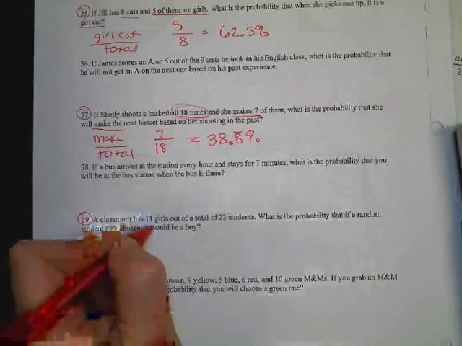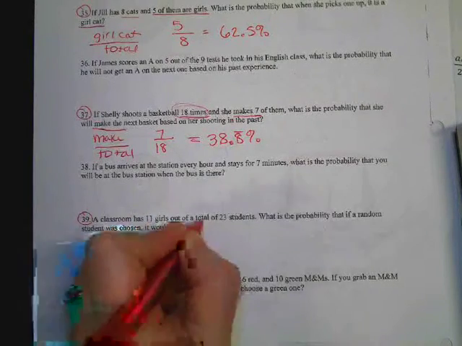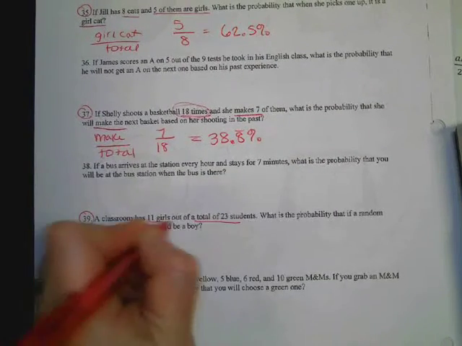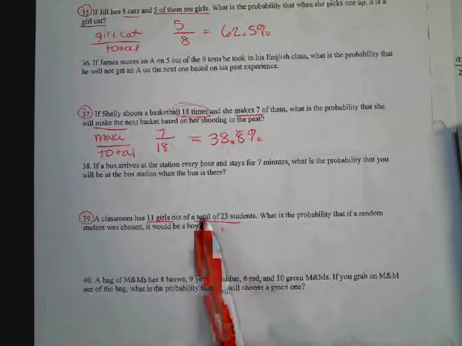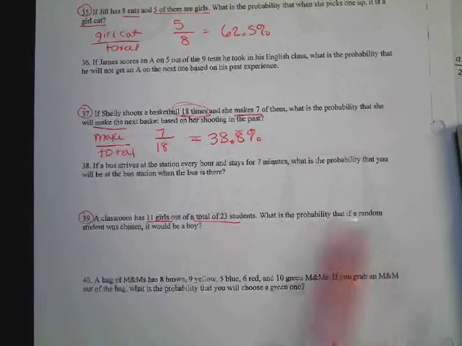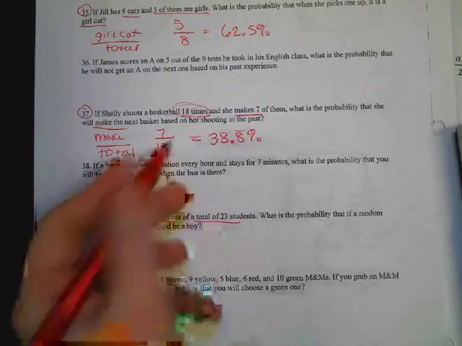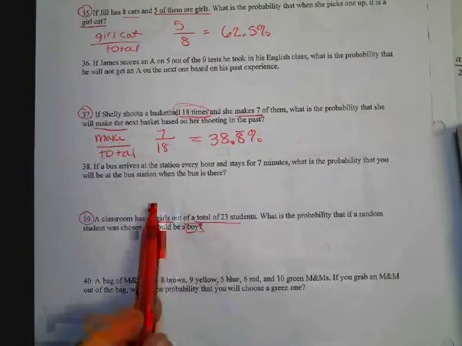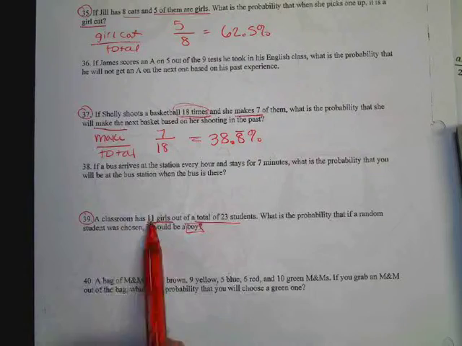Number 39. A classroom has 11 girls out of a total of 23 students. So this is 11 girls and total of 23. What is the probability that if chosen at random, a student would be a boy? They didn't give me information about a boy. They only gave me the girls.